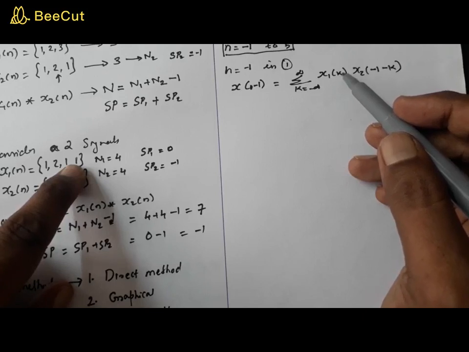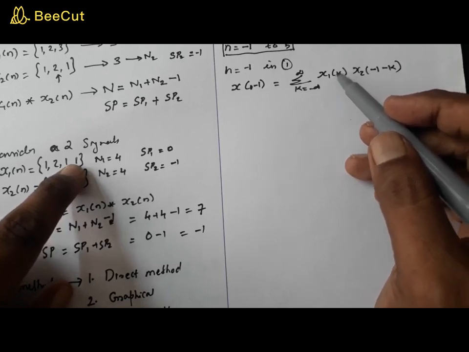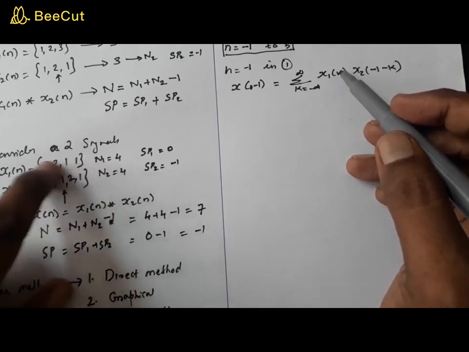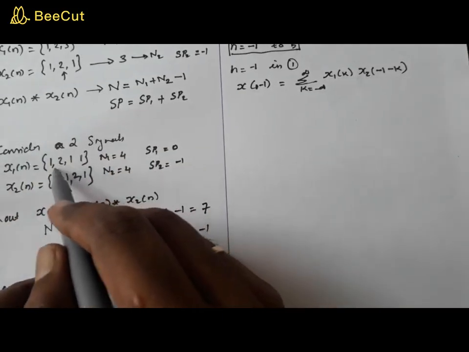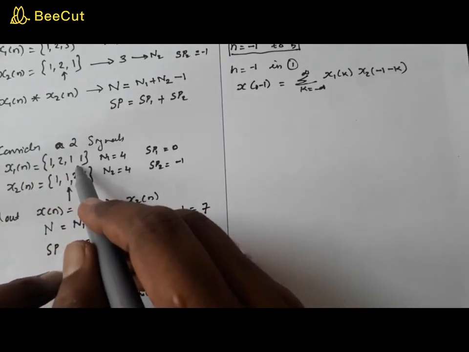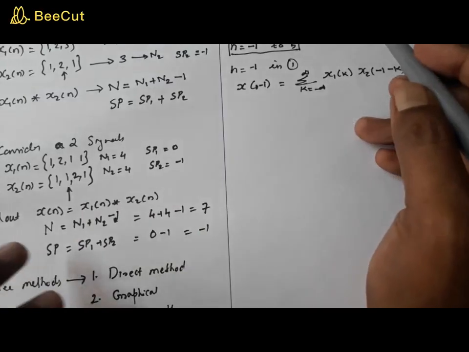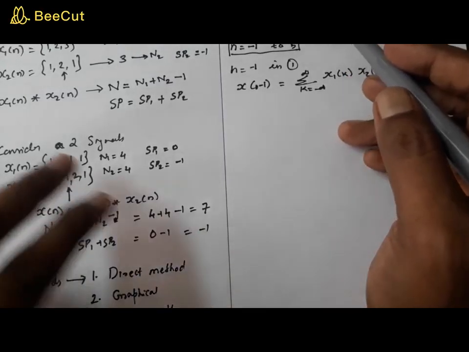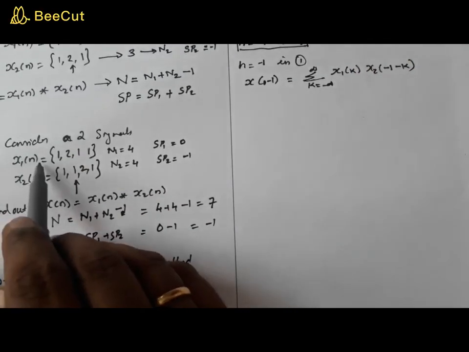Now what happens when k is equal to 4? When k becomes 4, it becomes x1 of 4. Now from this question, we can see that x1 of 4 is 0. Similarly, all the negative values of x1 are 0, right?